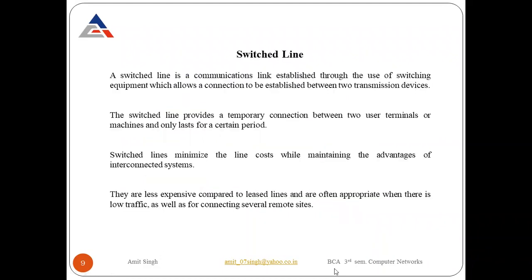Now the next is a switched line. A switched line is a communication link established through the use of switching equipment, which allows a connection to be established between two transmission devices. A switched line provides a temporary connection between two user terminals or machines and only lasts for a certain period. Whenever we want to make a temporary connection between two devices, we use the switched line. A switch equipment is there. With the help of that switch, we can make the temporary connection between the two communicating devices.